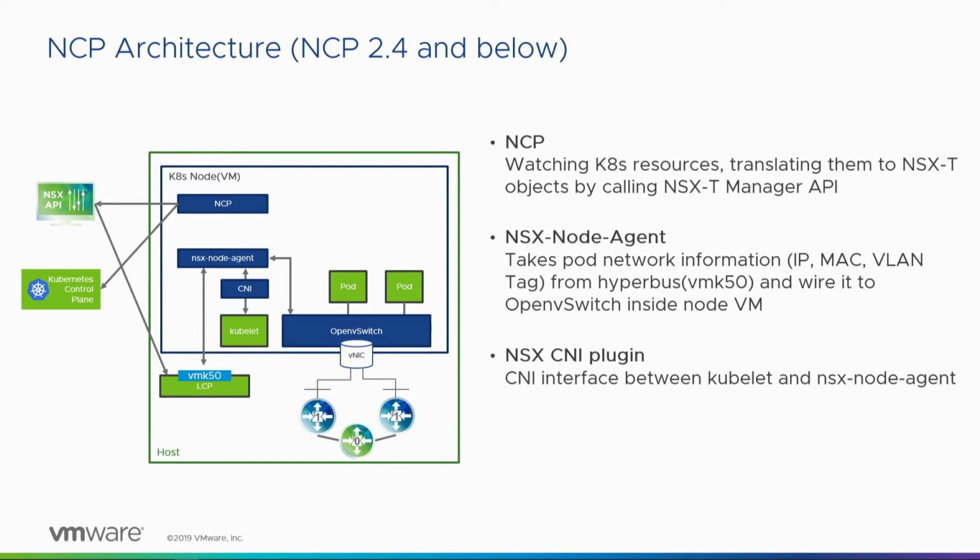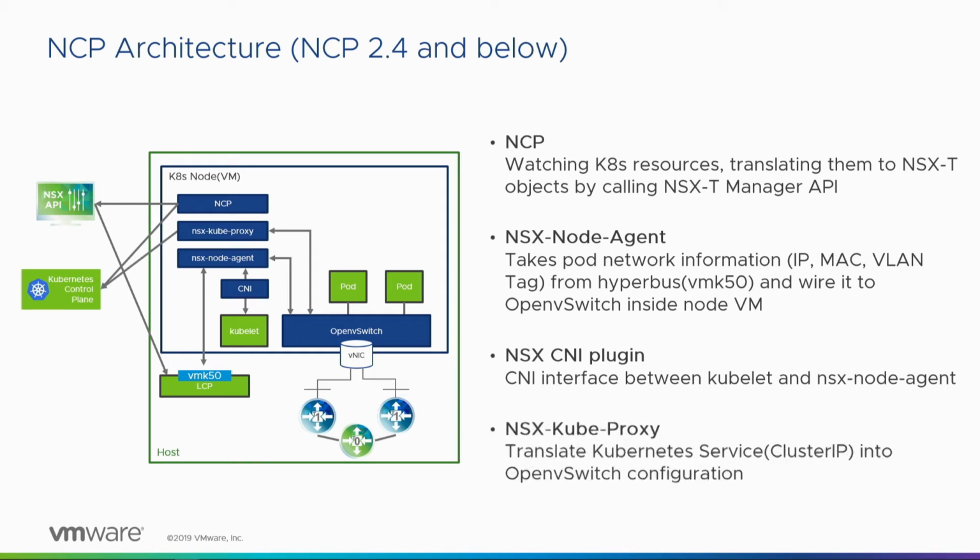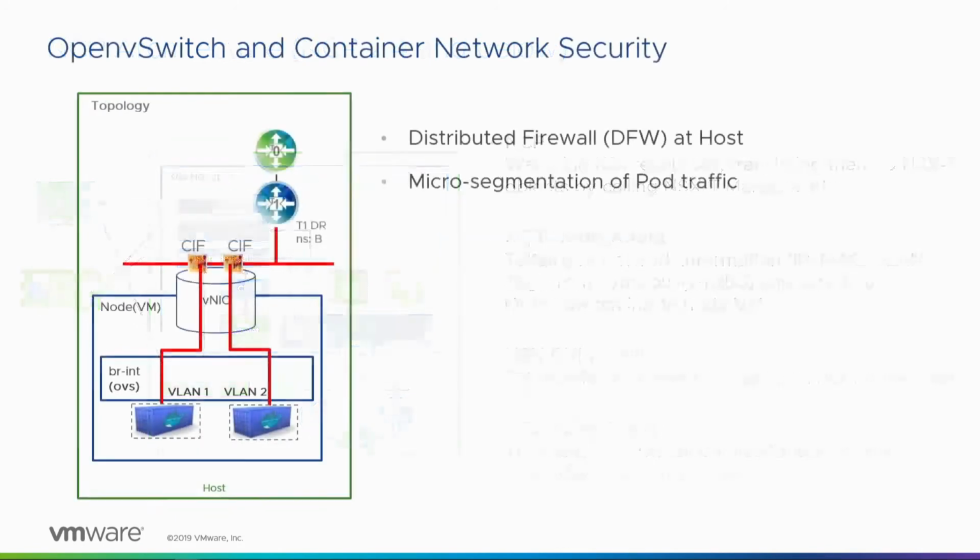Then we also have this CNI interface. Basically the kubelet needs to communicate with the node agent, so we have this NSX CNI interface. We also have the NSX kube proxy, also running as a container. What it does is basically replace the default Kubernetes kube proxy, and translate the Kubernetes service cluster IP into the Open vSwitch configuration. I talk a lot about Open vSwitch, and I will have the next slide to show you what it is all about.